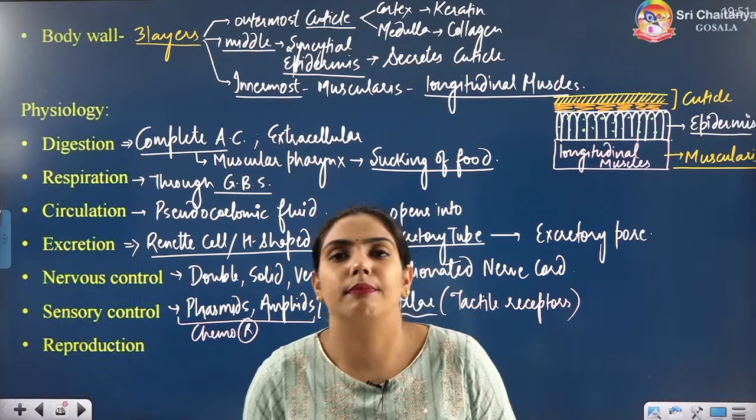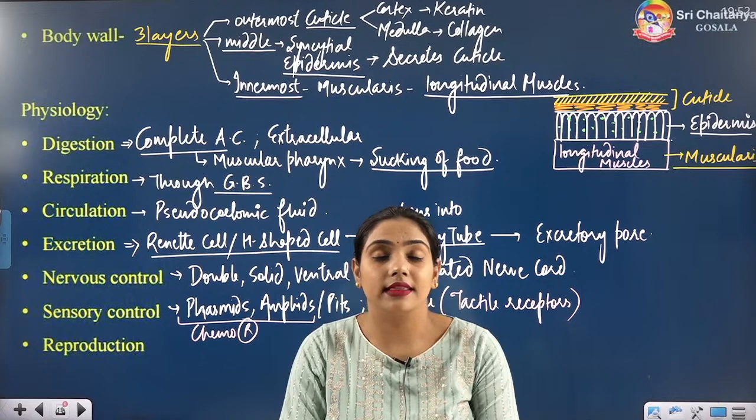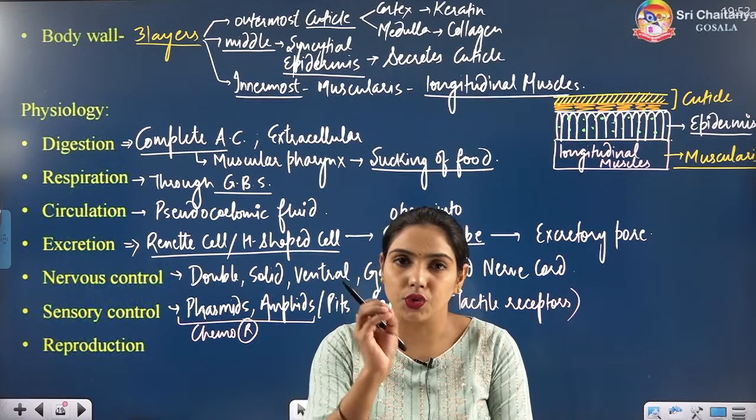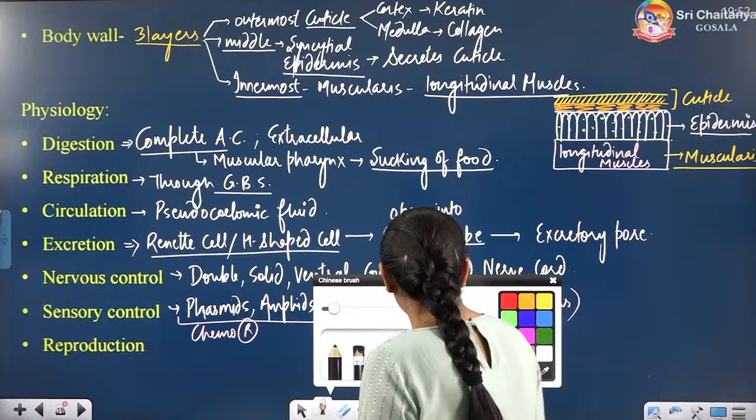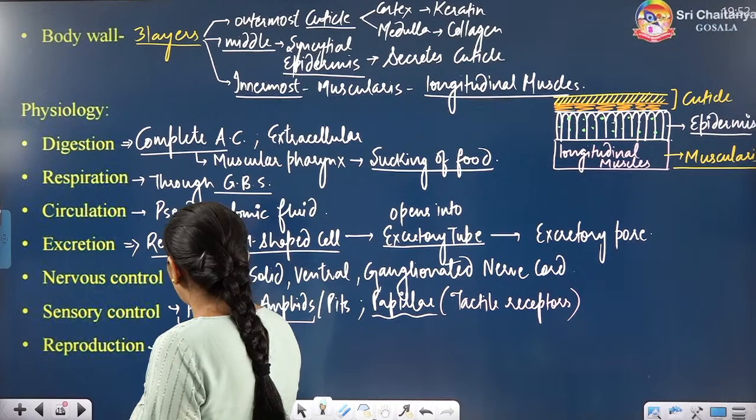In reproduction, you have to remember that there is sexual dimorphism. They are not hermaphrodite. They are unisexual, and they show mostly external fertilization. Development can be direct or indirect. Mostly it is indirect, right? So, in reproduction, let's write here: sexual mode of reproduction is seen.